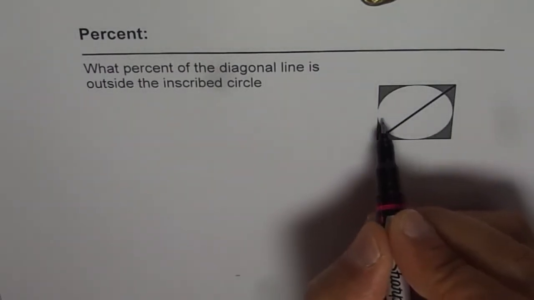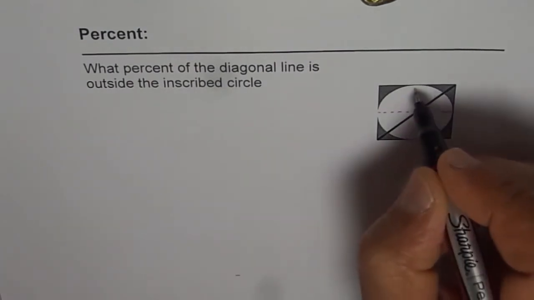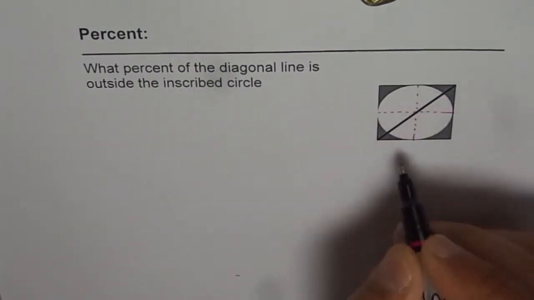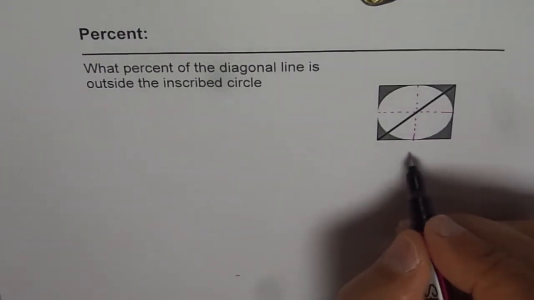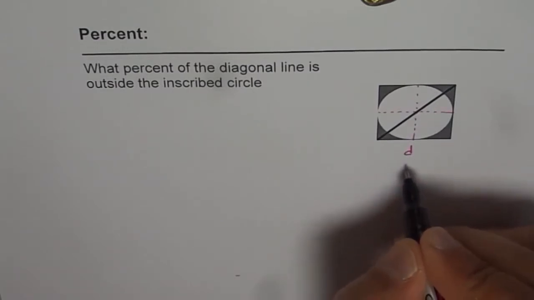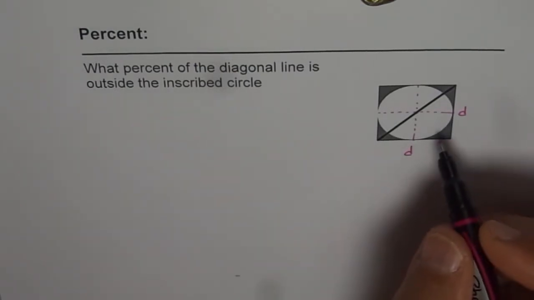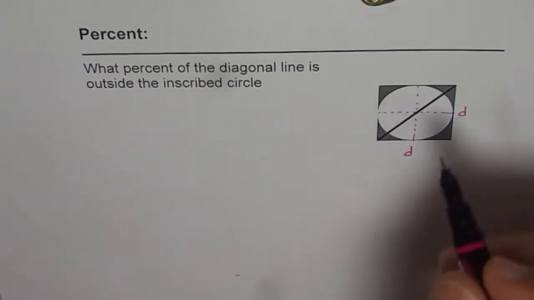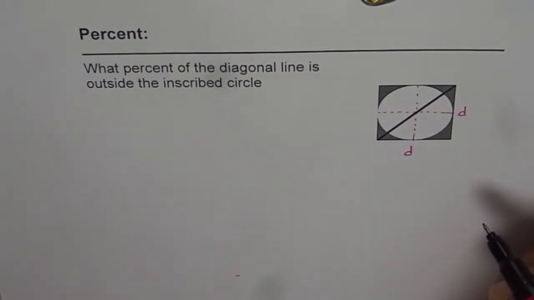If this is a circle, that means its diameter is going to be constant, so the diameters are the same. That means the outside figure is a square. So let us assume that the square has length d and width d. That is what becomes a square for us. Now we need to find the percent of the diagonal line which is outside the circle inscribed within the square. So that is the question.